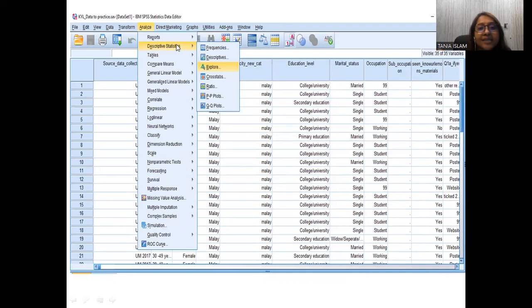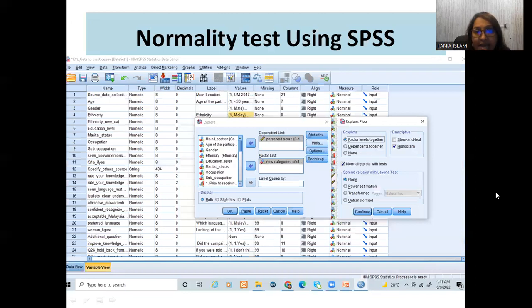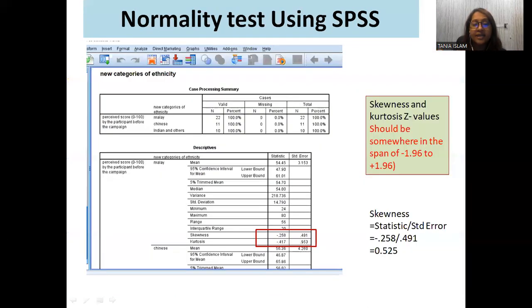Normally we go to analyze, descriptive, and then we do the explore. And then for the dependent, here I actually try to explore the perceived score of knowledge before the campaign, based on the ethnicity, different ethnicity. So I take the histogram and normality test for the plots, okay, and then in your SPSS you will get many results, but there are three things we are going to calculate. During the workshop also I will show you.